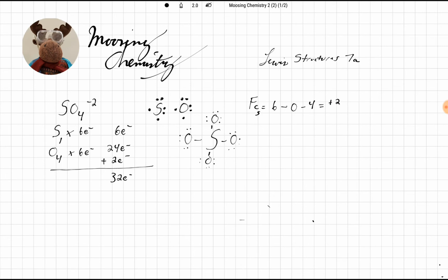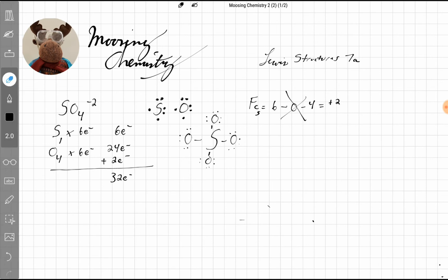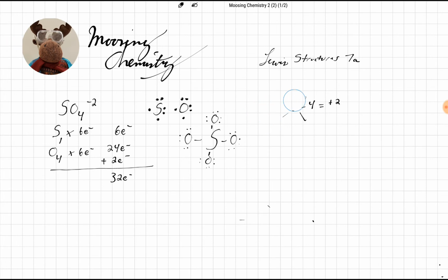Well, you know what? Guess what? Not a good idea. We want the core to be 0. So we're going to have to do something here. I've got to think about it for a second. What could we do to change that? So let's look at this S. What if we did this?